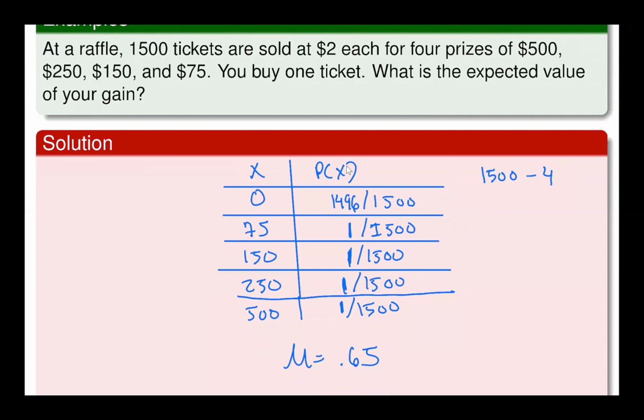So that means every time you play this game, you're actually losing money, because you have to pay $2 and your expected winning is 65 cents. That's telling us every time you play this game, you're losing $1.35, because if you do 2 minus 0.65, you get $1.35. So every time you play the game, you're losing $1.35. All right, and that's it for that one.